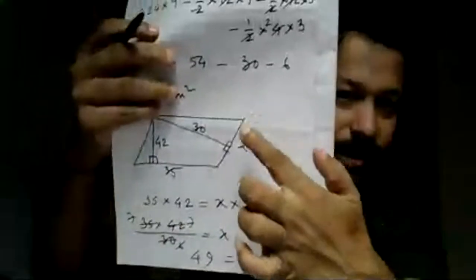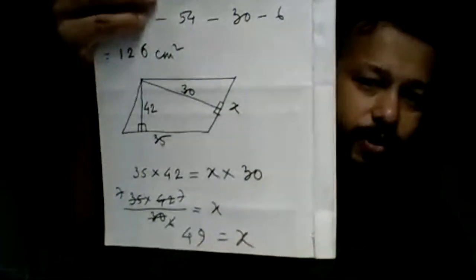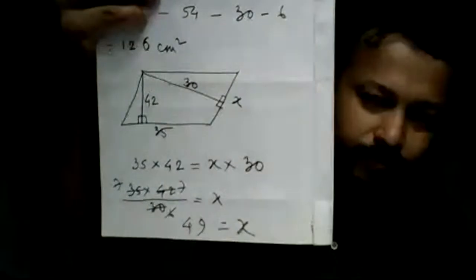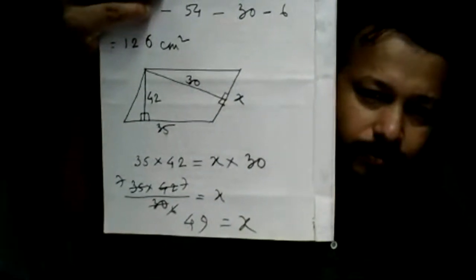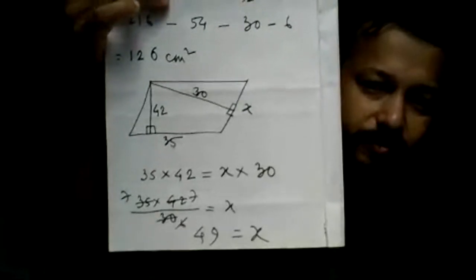So x equals 35 into 42 by 30. If you cancel it, 5 7s are 35, 5 6s are 30, we get 49. What is the other side? This is 49. Okay, all of you try to understand and finish it.